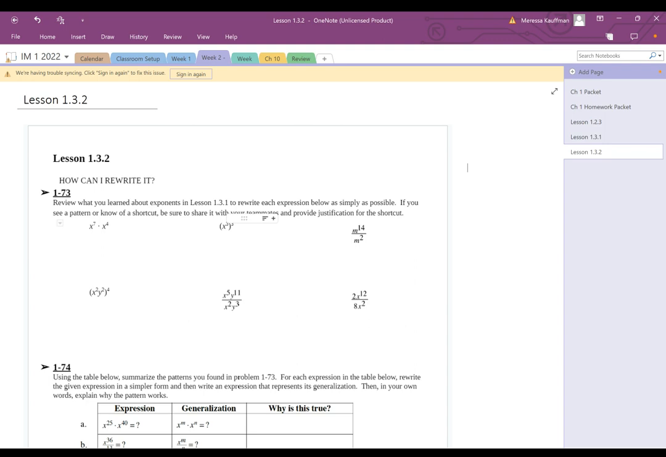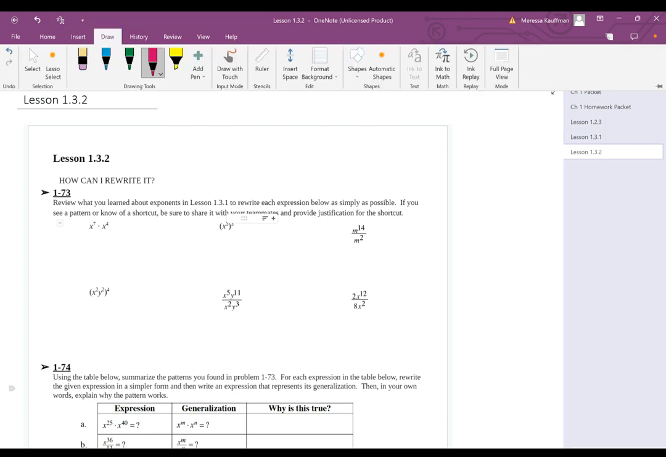Make sure you have a piece of graphing paper in front of you, put the lesson 3.1.2 on the top, and let's look at these problems. This first problem, 3-1-73, wants you to review some of the different patterns that you were looking at in the previous lesson. Basically, we're taking these expressions and we're simplifying them, just like what you did yesterday.